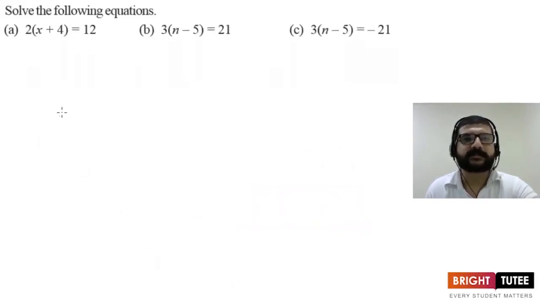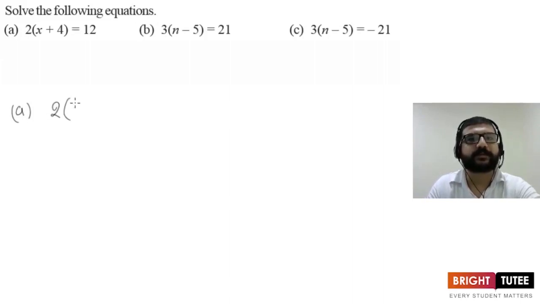Now here is the next part of the question. The question here is: solve the following equations. The first part is 2 into (x plus 4) is equal to 12. So we have to solve this equation now. 2 into (x plus 4) is equal to 12. Now what should we do for solving this?